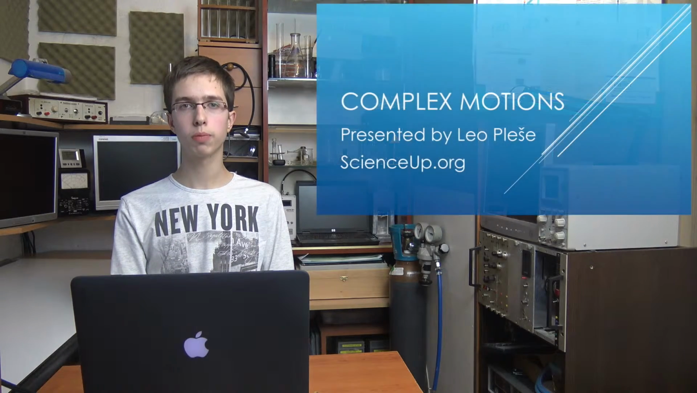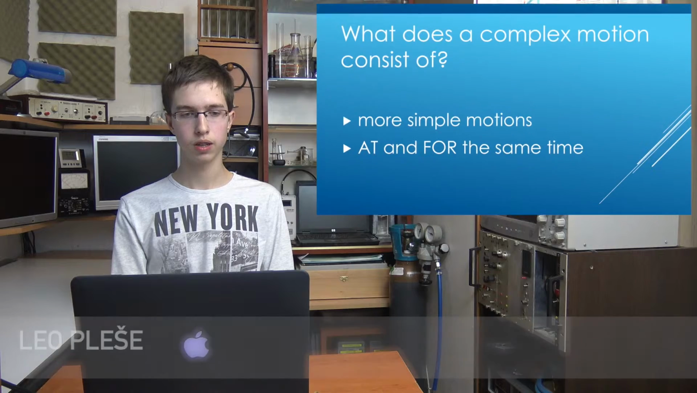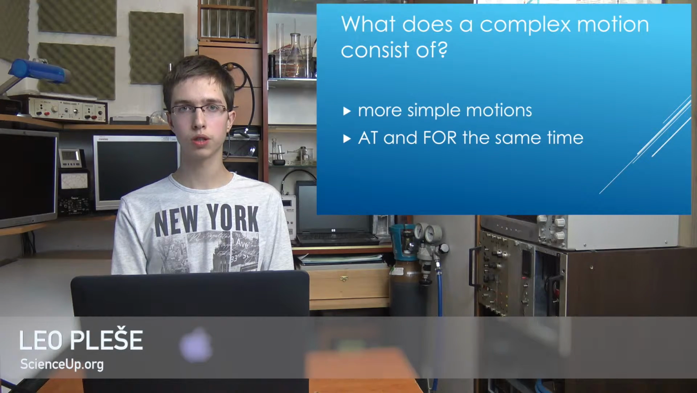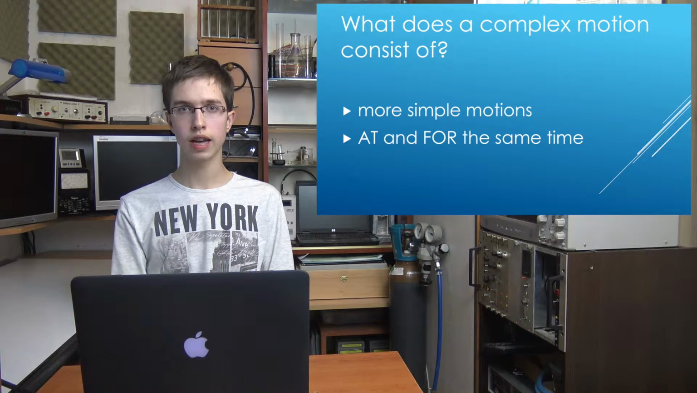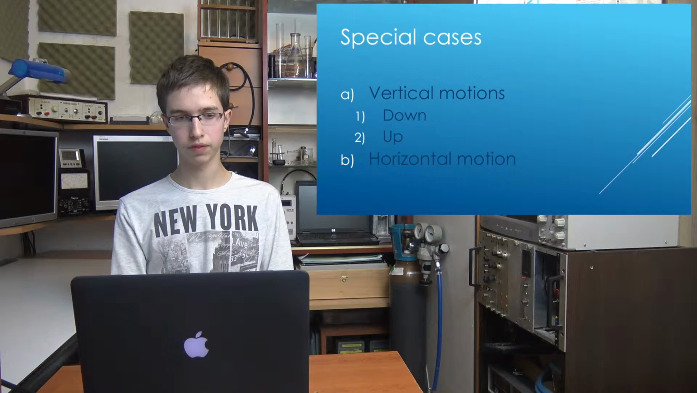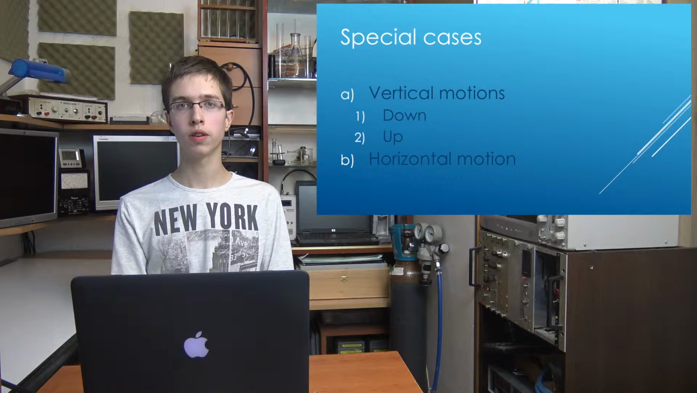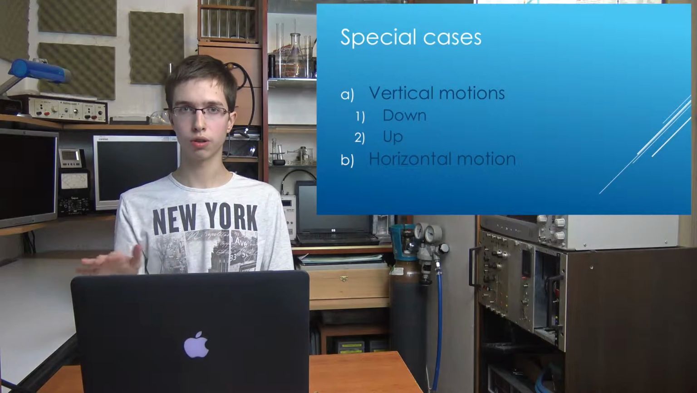Today we're going to talk about complex motions. So first, what does a complex motion consist of? It consists of more simple motions. As its name says, it's complex. And these simple motions happen at and for the same time, meaning that they happen simultaneously and have the same duration. Some special cases of complex motions are motion vertical and horizontal.